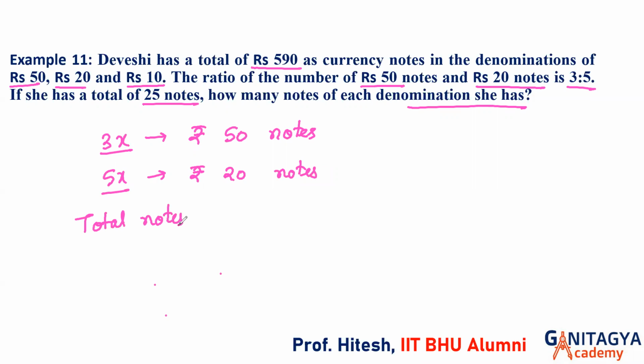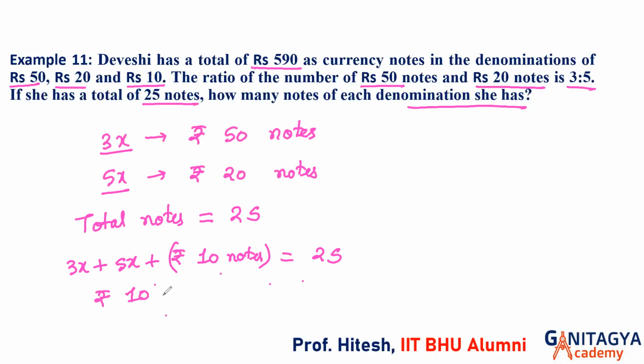Total notes is equal to 25. Okay. So 3x rupee 50 notes plus 5x rupee 20 notes plus rupee 10 notes will be 25. So how many rupee 10 notes? It will be 25 minus 3x minus 5x. Very easy question. Understood? So how many rupee 10 notes? 25 minus 3x minus 5x.